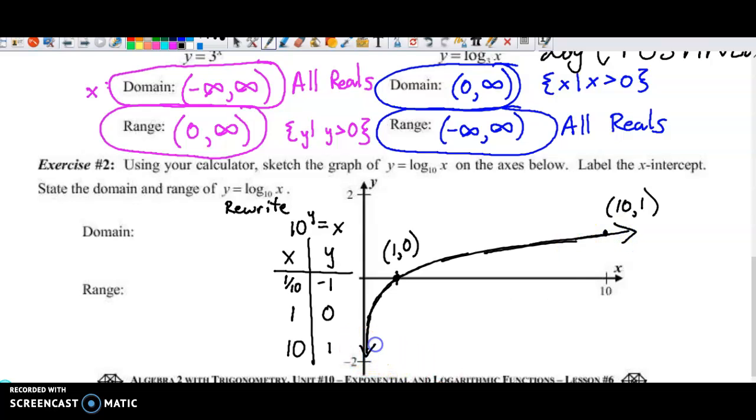And why is that important? Is because the domain, again, I prefer interval notation, is going from 0 to infinity, but the range is all real numbers. And I want you to be familiar with all these because you never know with multiple choice questions what kind of answers you'll see.